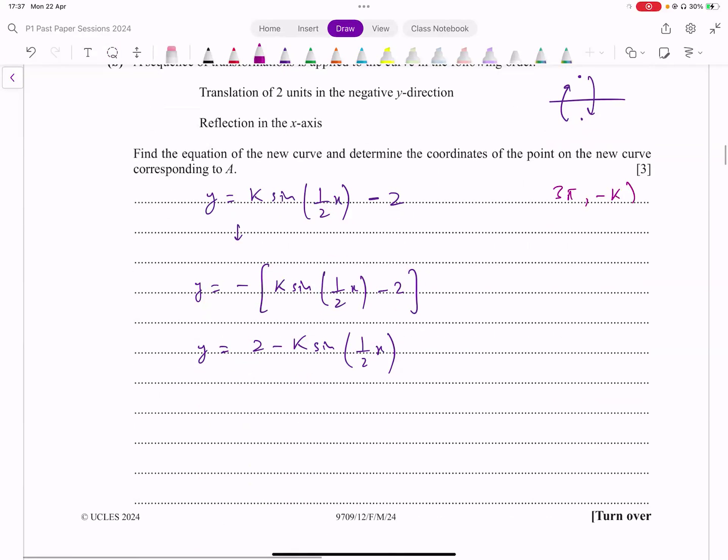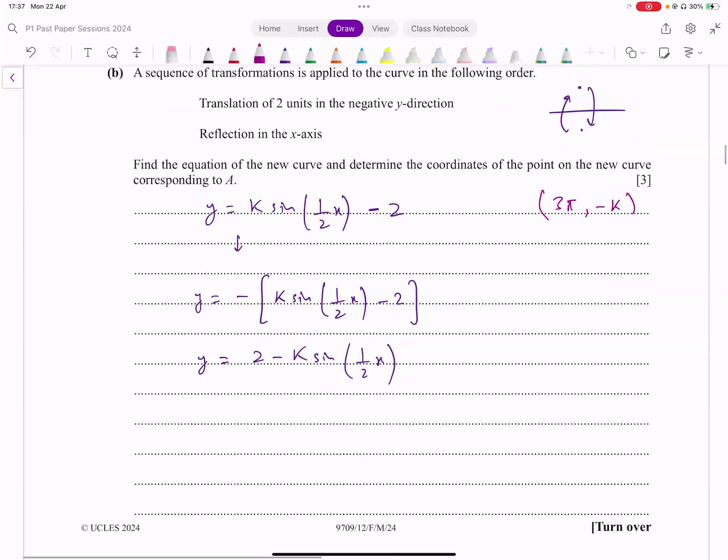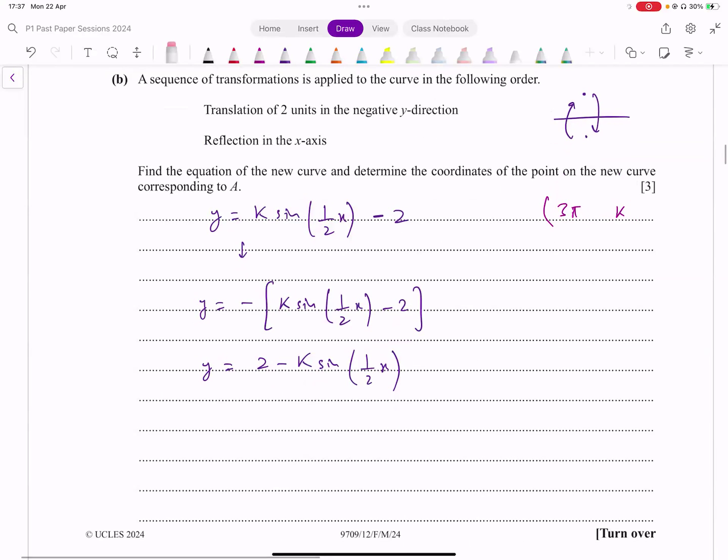3 pi and minus k. Now, both of these transformations are vertical transformations. So nothing is going to happen to the x coordinate. The x coordinate remains the same. It remains 3 pi. What about minus k, the y coordinate?